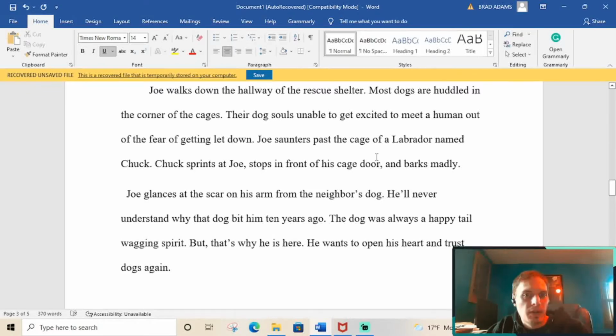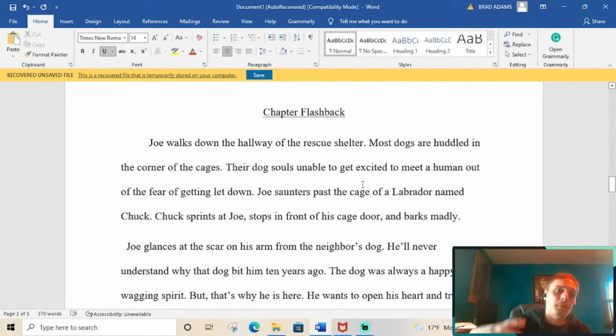Joe glances at the scar on his arm from the neighbor's dog. He'll never understand why that dog bit him 10 years ago. The dog was always a happy, tail-wagging spirit, but that's why he's here. He wants to open his heart and trust dogs again. Now, this could be a chapter 1 too. You're right there, Joe is walking into this rescue shelter.